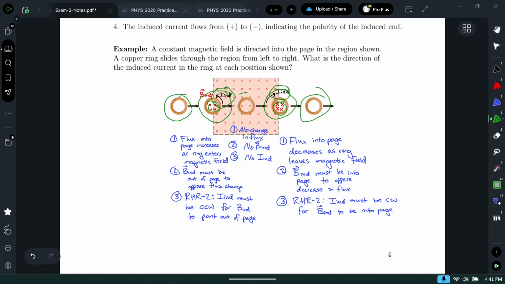In the middle, we don't have an induced current because it's just moving through the field. It's got just as many field lines poking through at one point in that field as anywhere else in it. So there's no change in flux. There's nothing for nature to hate. It doesn't hate the field, it hates changes. And it's always trying to fix up changes in flux.